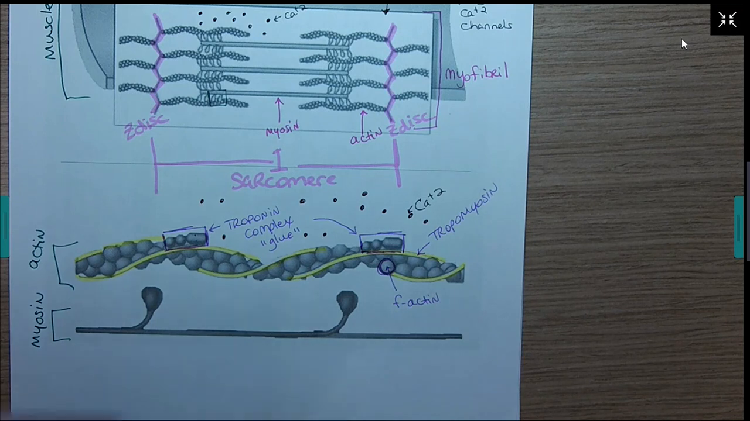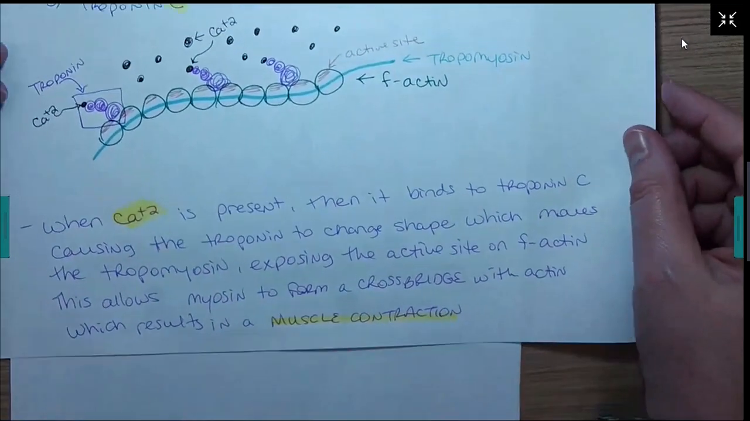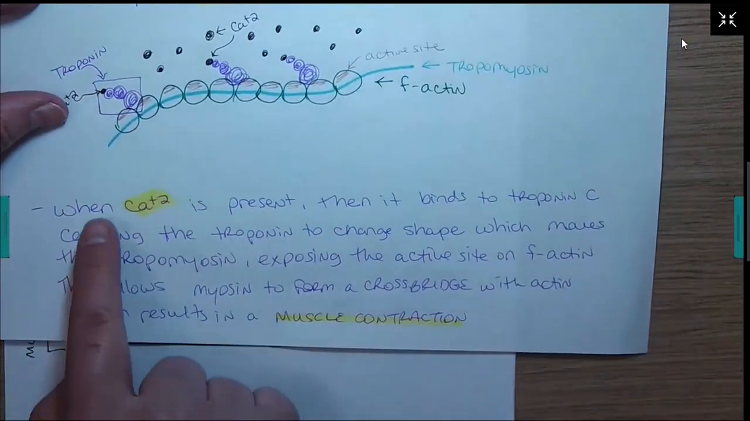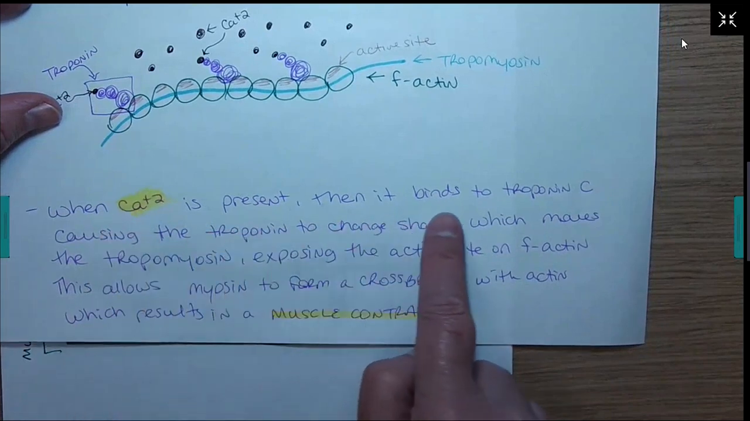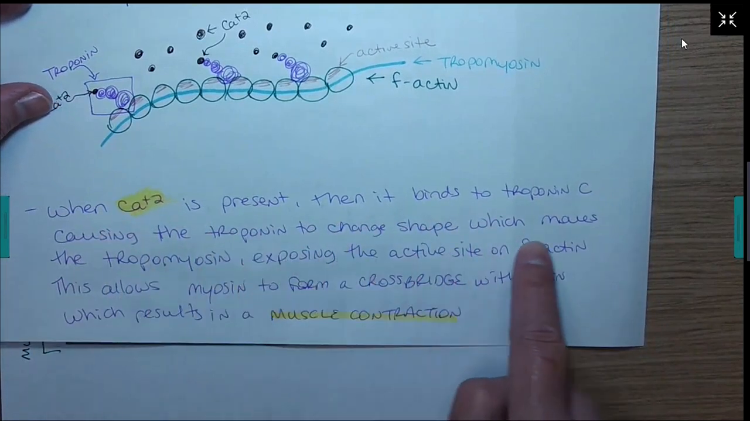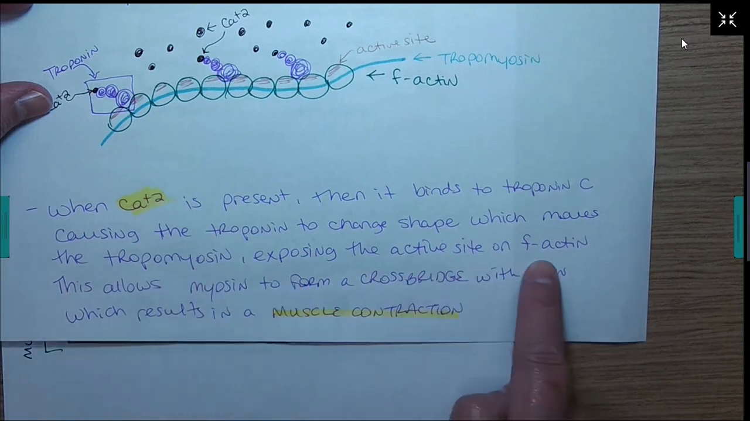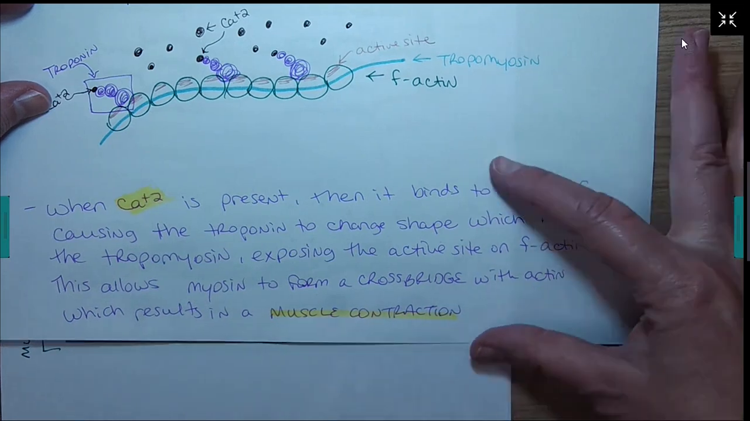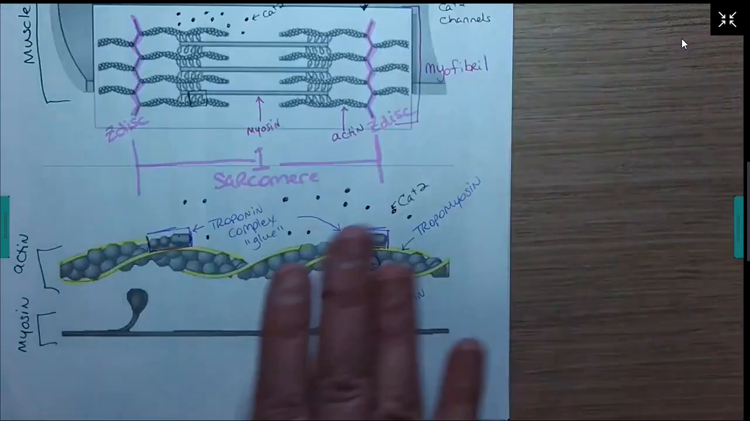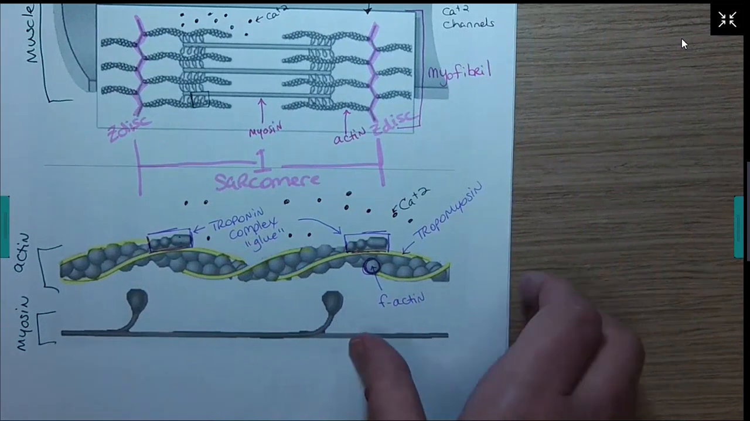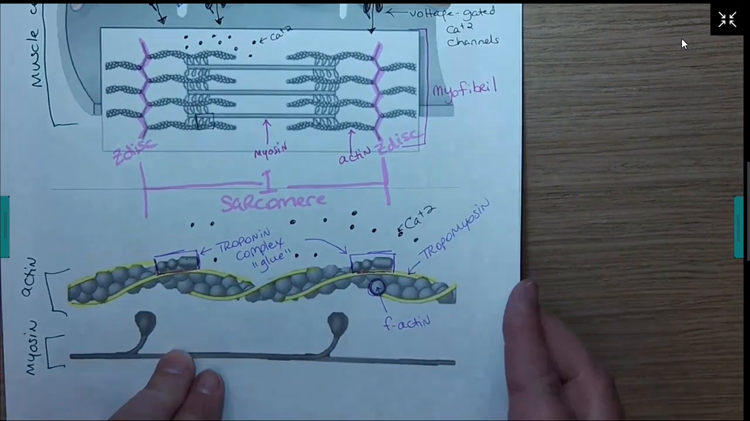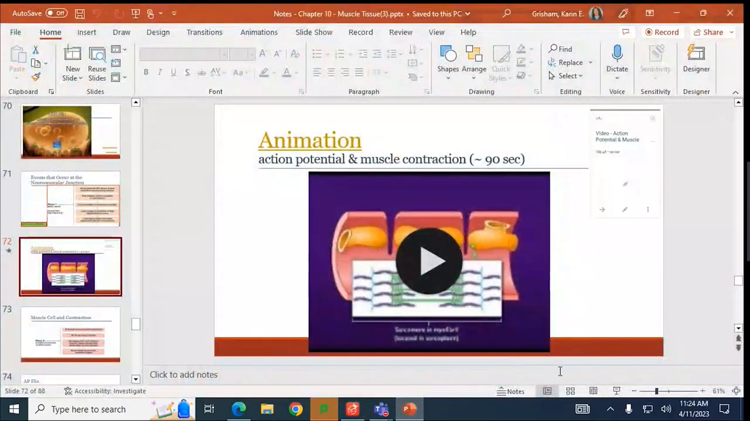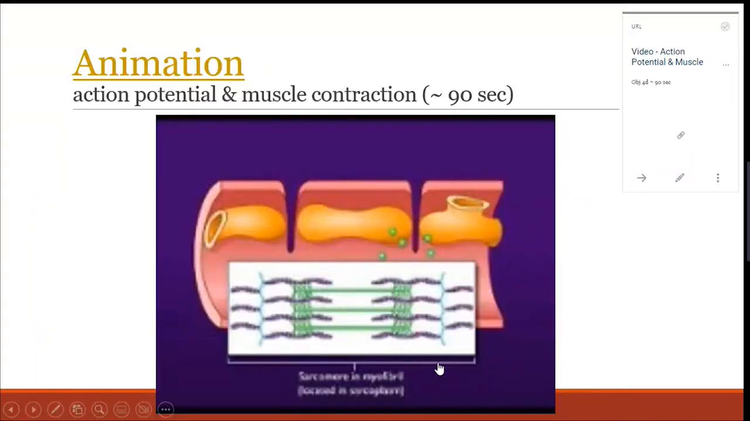If you're wondering what on earth I'm talking about, remember what we did the other day when we were talking about the actin molecule? This was page 2 of the actin molecule. We wrote it all down. So when calcium shows up, it binds to troponin C, causing troponin to change shape, moves the tropomyosin, exposing the active site on F-actin. This allows myosin to form a cross bridge, which results in a muscle contraction. We wrote that down last time, so I'm not writing it down here. So let's watch the video so we can see this in action, and hopefully it'll help it make a little more sense.